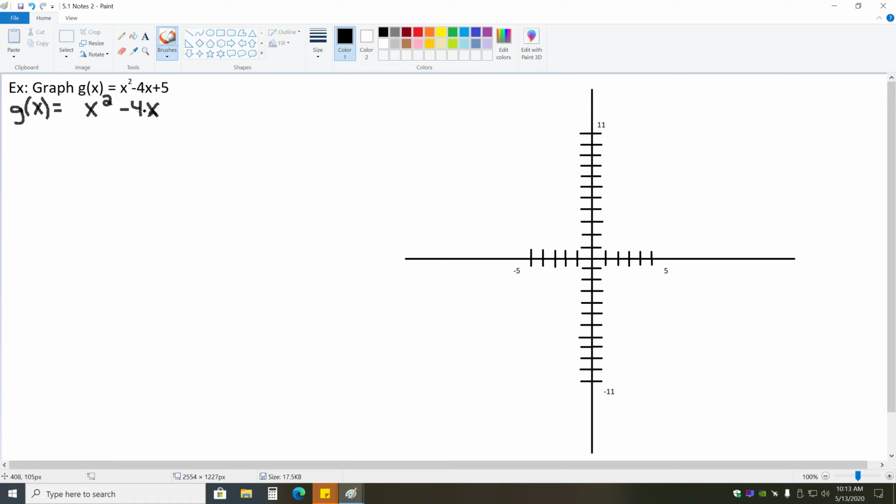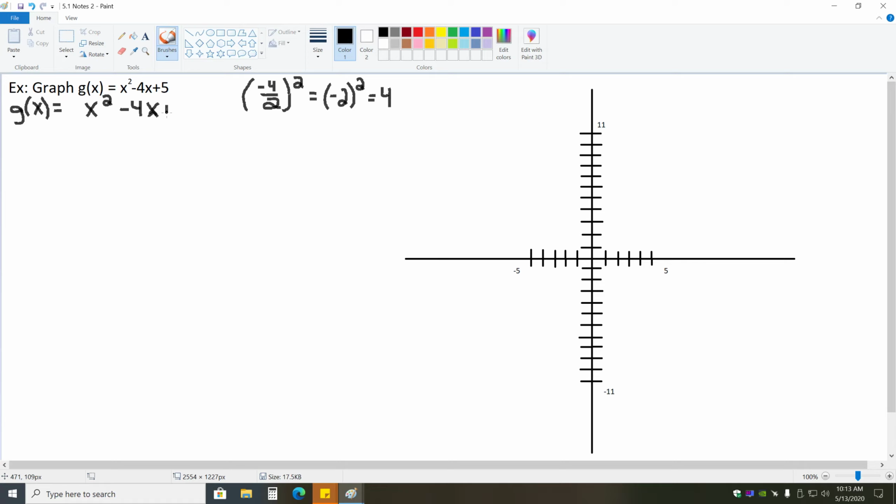And now to complete the square, remember you always take the b term, ax squared plus bx plus c. You take your b term, which is negative 4, and divide it by 2 and square the result. This is completing the square, so we get negative 4 over 2 is negative 2 squared, which ends up giving us positive 4.